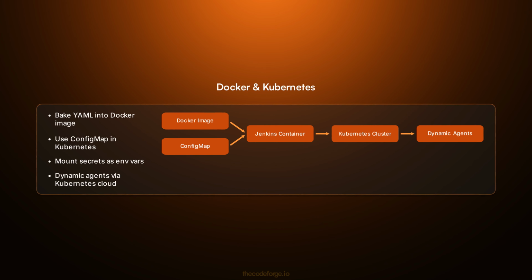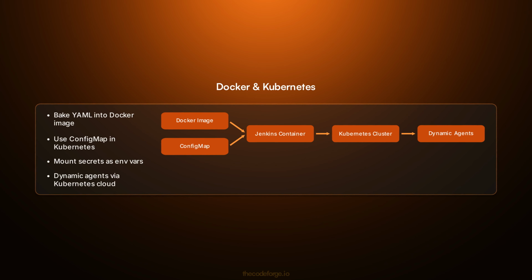JCasC shines in containerized environments. You can bake the YAML into a Docker image or use a Kubernetes config map. This ensures every Jenkins pod starts with the same configuration.